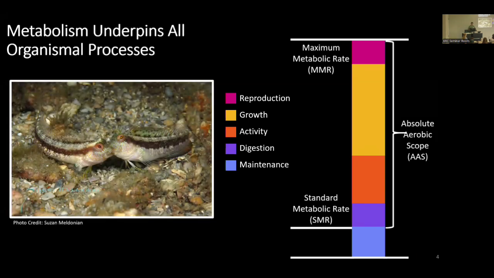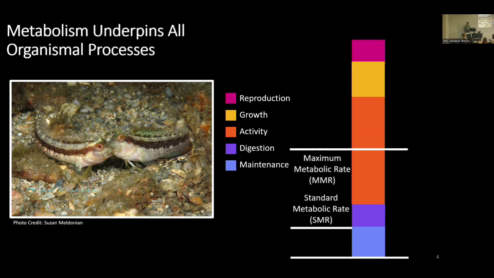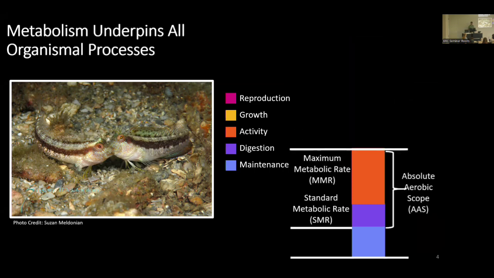So let's say our fish gets into a fight with another fish. Maybe now it reshuffles its energy budget so that a greater portion of its aerobic scope is going towards activity: biting, swimming away, that sort of thing. But what if its opponent, for whatever reason, happens to have a lower MMR, and as a result, a reduced aerobic scope? They have less energetic capacity to put towards competition, and probably they would lose.